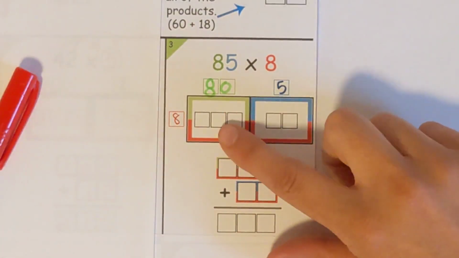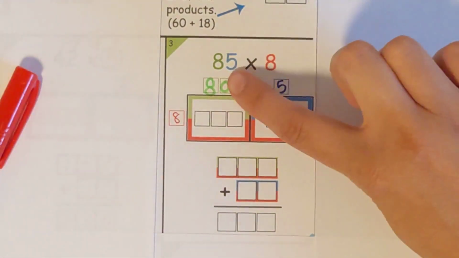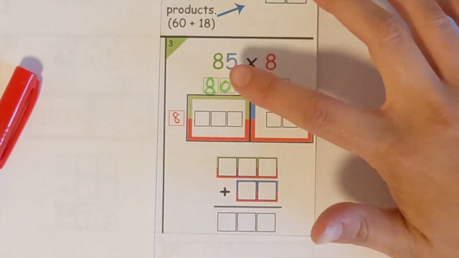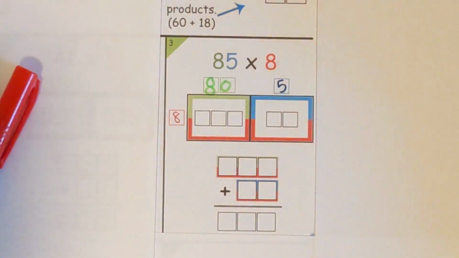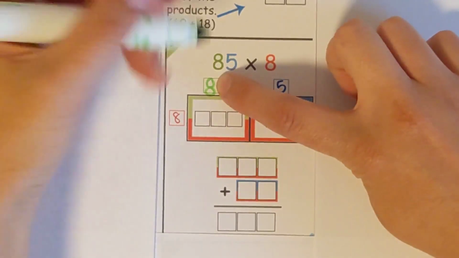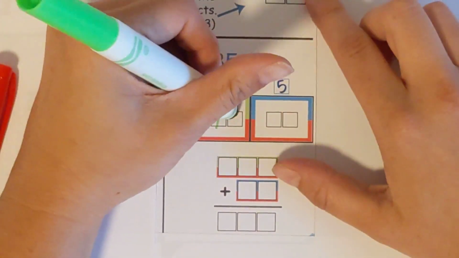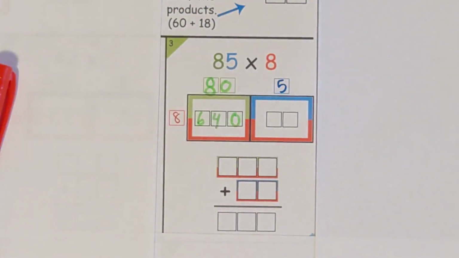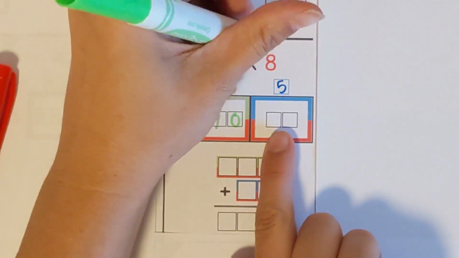This box is green and red, 80 times 8. This is a lot easier than it looks whenever there's a 0 involved. I love it because I can just cover it, forget about it, and just do 8 times 8 and then stick a 0 on the end. So 8 times 8 is 64. And then we'll put a 0 on the end. 640. Okay, that's 80 times 8. So we just did this. We did 80 times 8.